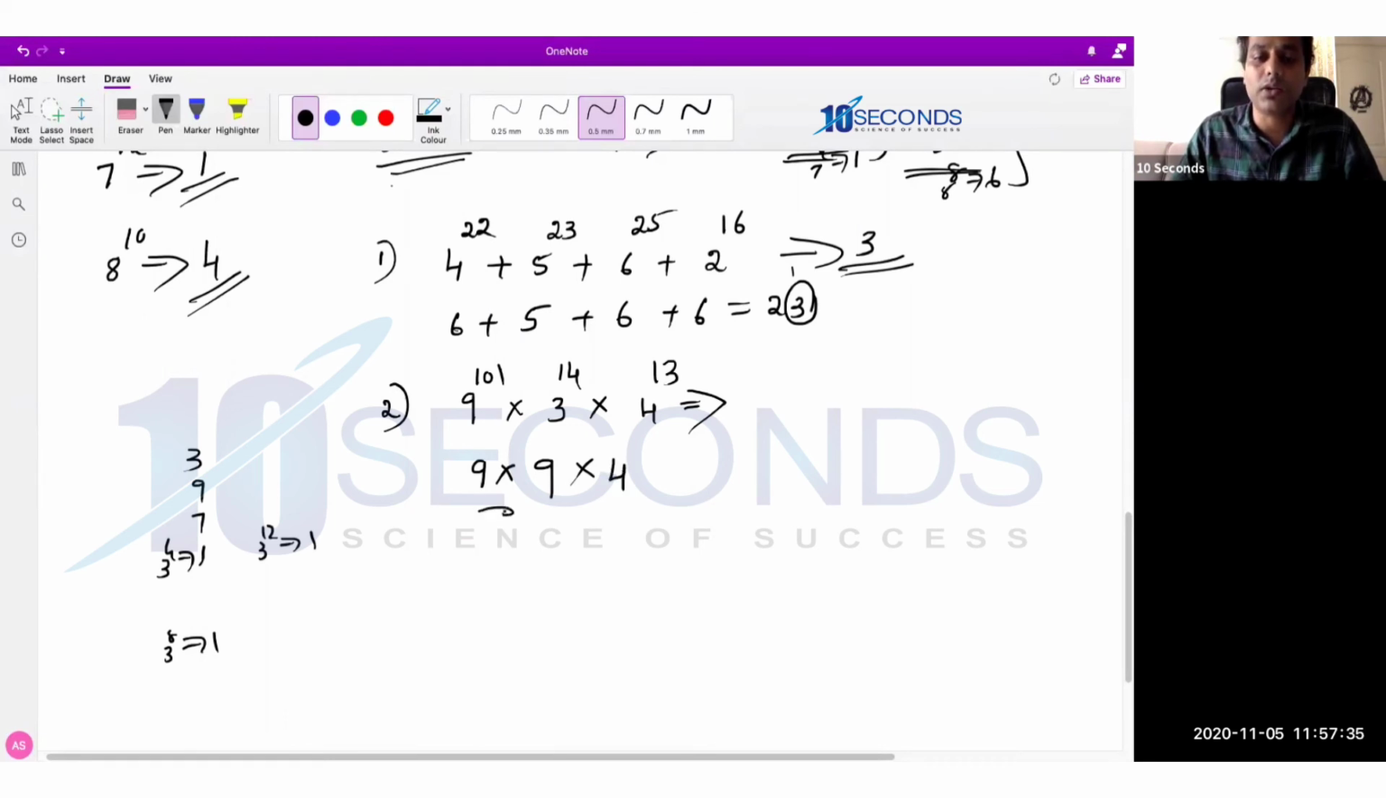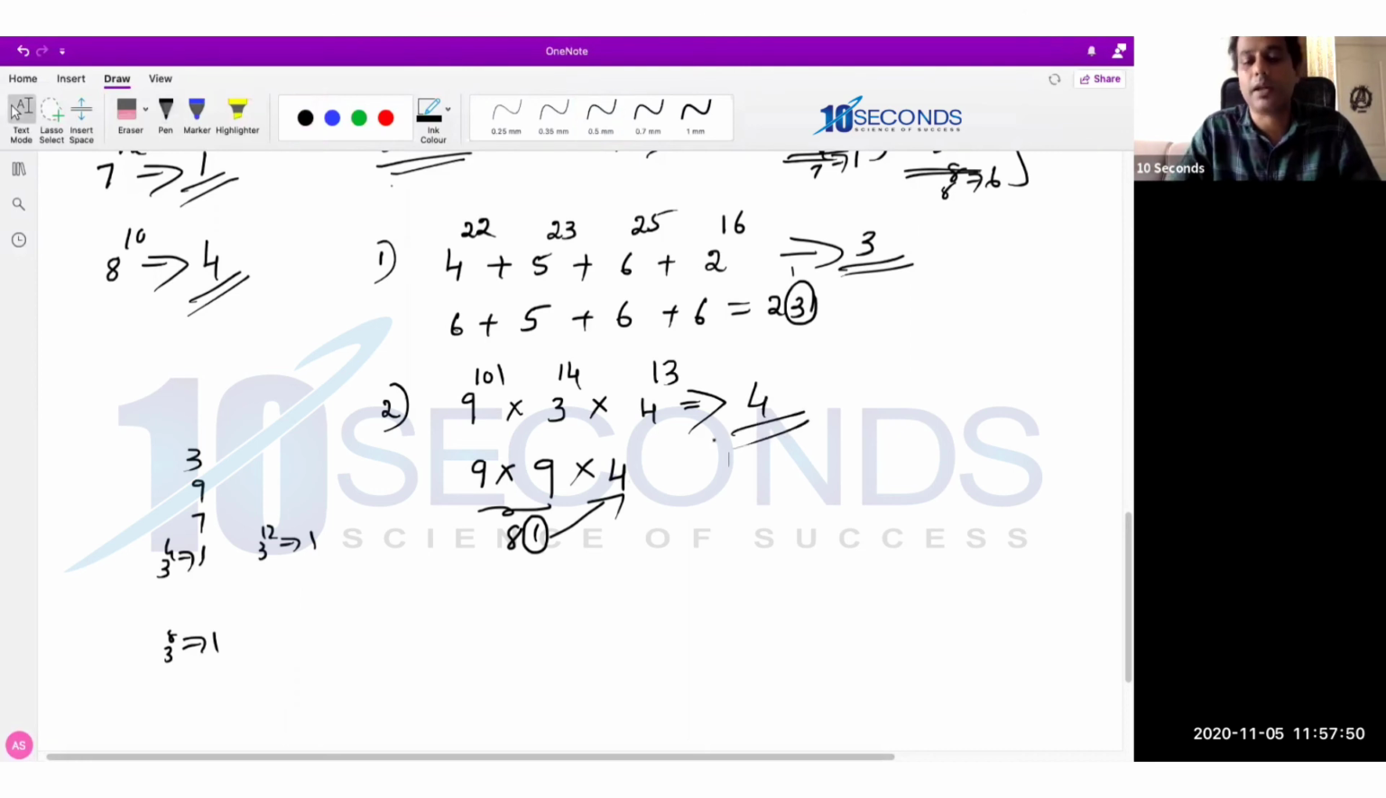So what does 9 into 9 end with? 81 ends with 1. 1 into 4 ends with 4. See, 9 into 9 is 81, and 81 ends with 1. You need to take 1 and multiply it with 4. 1 into 4 ends with 4.